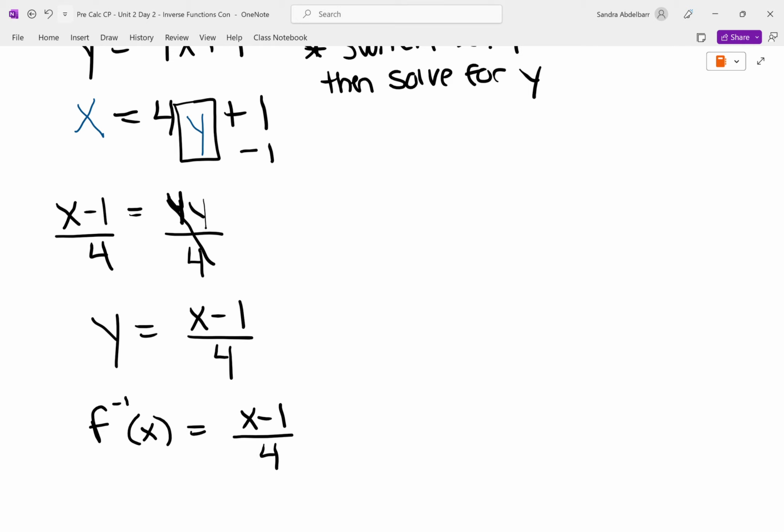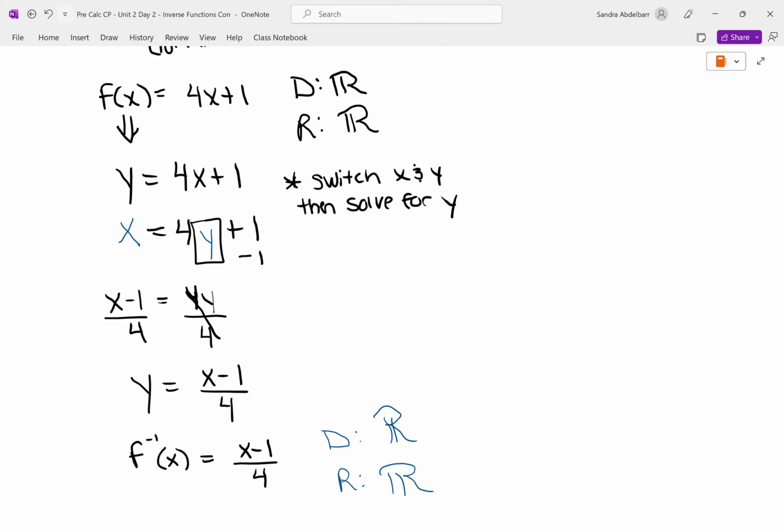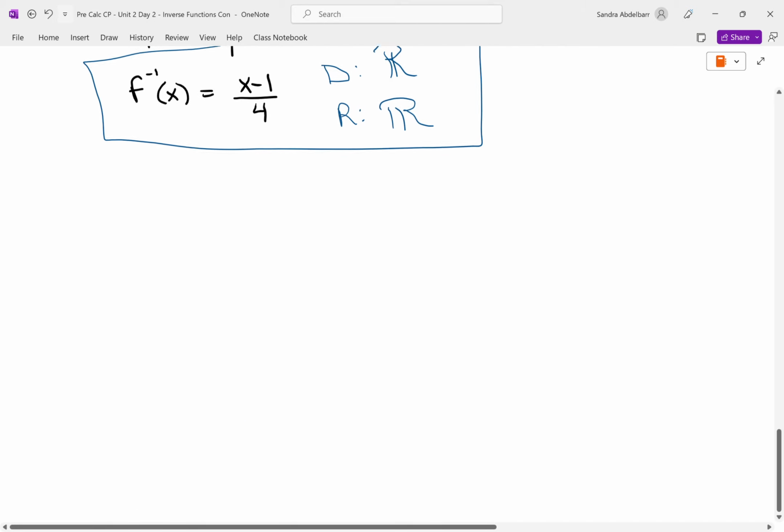All right, but that wasn't it. What else did I ask you to find? The domain and range of our inverse. Well, remember, the domain of the inverse is the range of the original. The range of the original was all real numbers, so the domain of the inverse is all real numbers. The range of the inverse is the domain of the original. The domain of the original is all real numbers, so the range of the inverse is all real numbers. So this is our final answer. All right, next one.